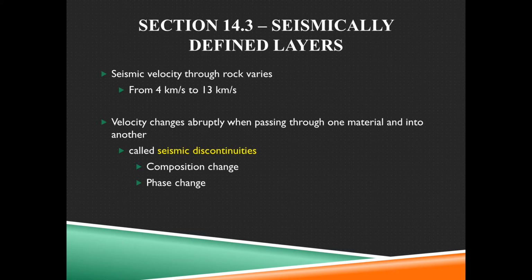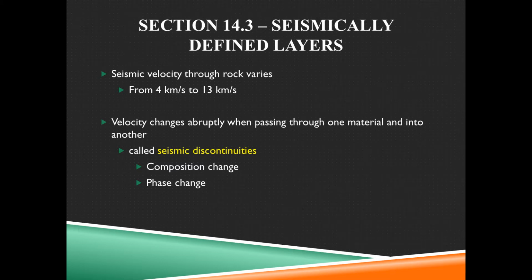In the rock, we have velocities that range from 4 kilometers per second to 13 kilometers per second. So it's a pretty big range of velocities, and they're all quite fast. The velocity of these vibrations can change abruptly when it passes from one material into another. When there's an abrupt change, we call it a seismic discontinuity. We know that the material is changing because of the velocity changes. And we can tell that there are velocity changes because there's refraction.